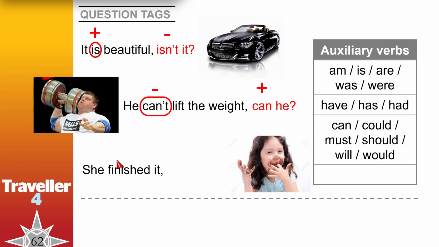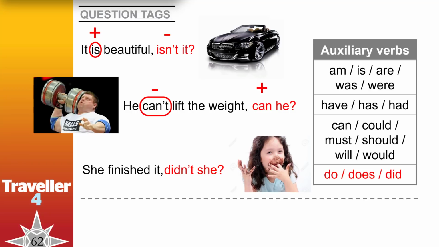She finished it. She finished the cake. How do you complete with a question tag? Do you see any auxiliary verb? I don't see one. What do we do? If you see no auxiliary verb, then you must use do, does, or did. Okay, which one will we use here? Finished in the past. Use did. Finished is affirmative. She finished it, so we need it negative. Didn't she? Alright, was that easy?